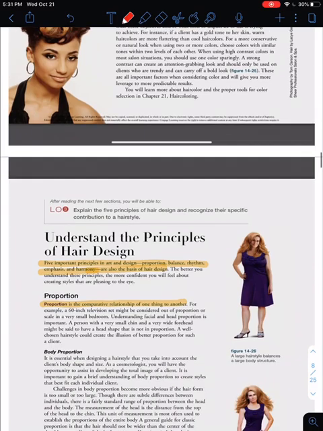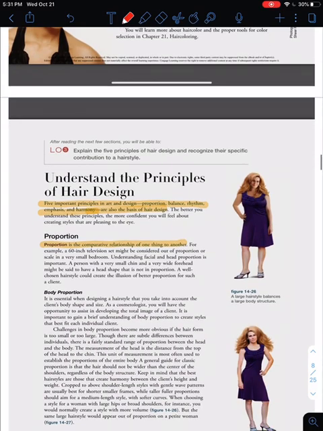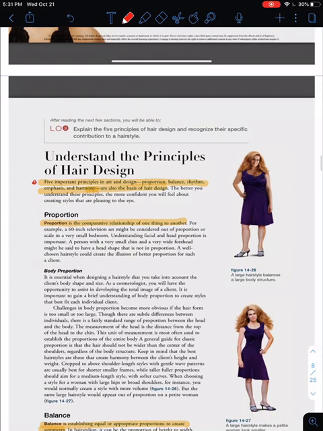Moving on to the next page, under Understand the Principles of Hair Design. Right here it says 5 important principles in art and design are proportion, balance, rhythm, emphasis, and harmony. They're also the basis of hair design. Let's talk about proportion first. Proportion is the comparative relationship of one thing to another.